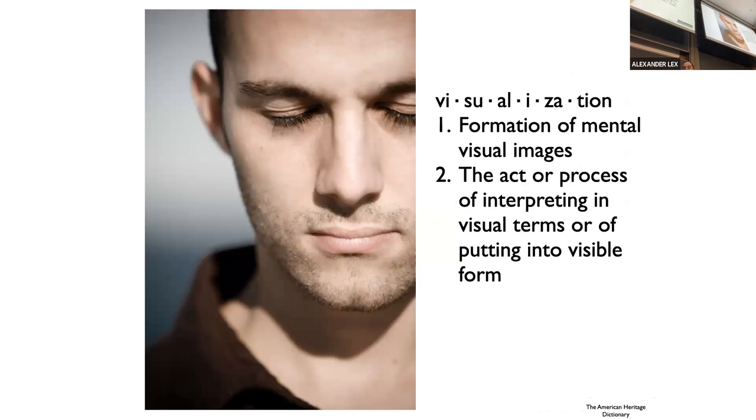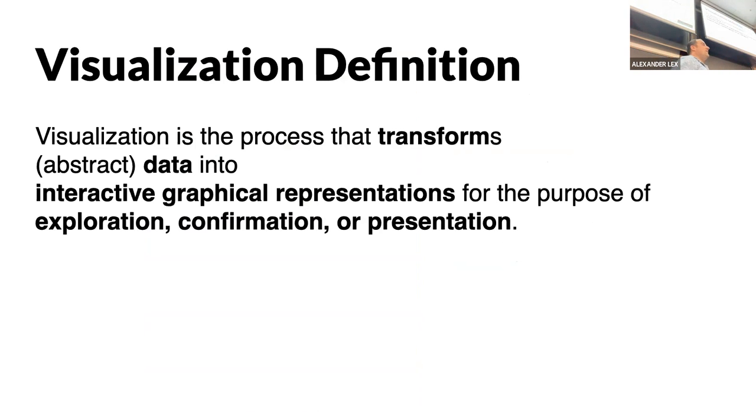But what is visualization about? If you look up a dictionary definition of visualization, you would get the formation of mental and visual images. So if you hear 'visualize yourself in an ice cave', this is what the dictionary definition means, but it's not what I usually mean. The act or process of interpreting in visual terms or putting into visible form. So this is the general purpose dictionary definition. But if you look at a computer science textbook, what would be the definition for visualization there?